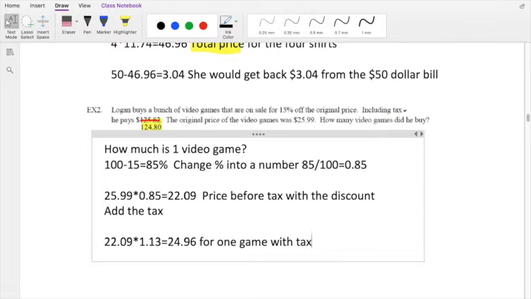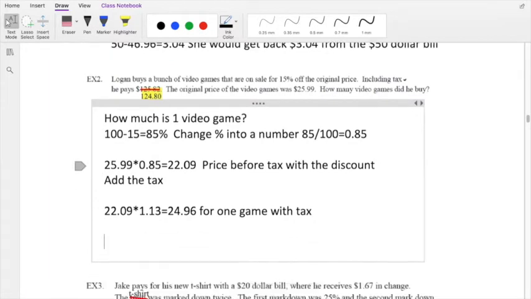So now we want to figure out how many did we buy. Well, now we're just working a division question here. So if we paid 124.80, if we divided it by how much one game is, that should tell us how many games we bought. So we bought 5 games. You took the total price and divided it by how much one game was.